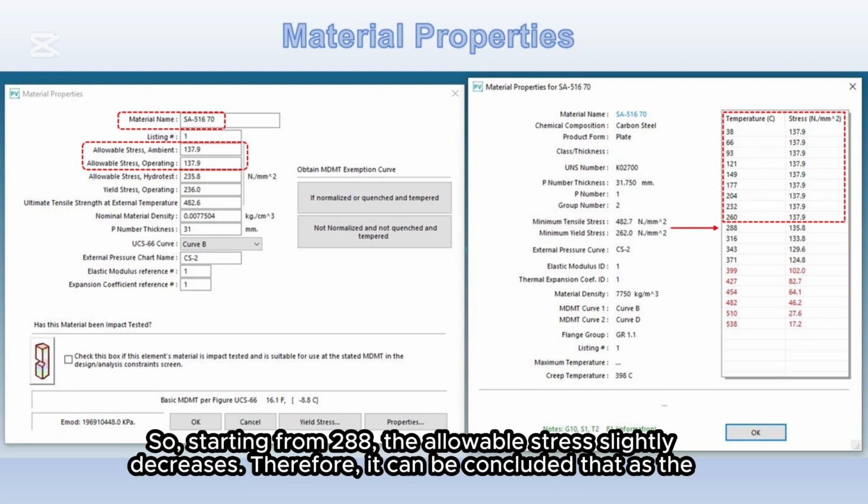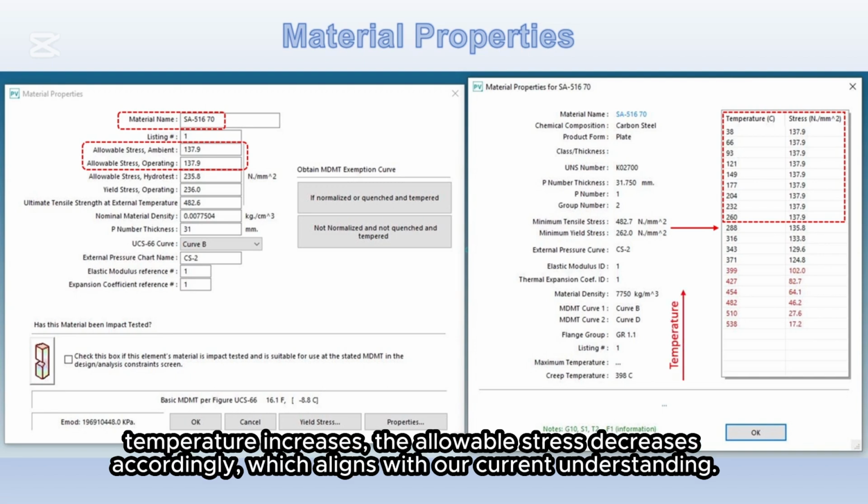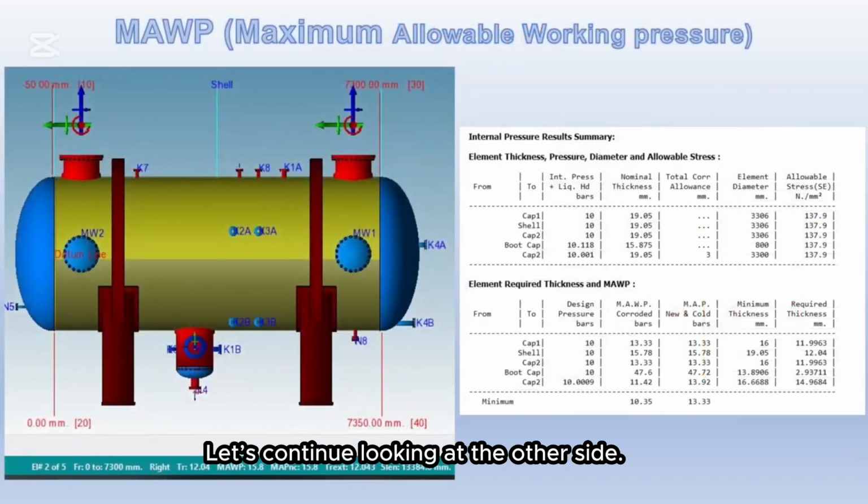So, starting from 288, the allowable stress slightly decreases. Therefore, it can be concluded that as the temperature increases, the allowable stress decreases accordingly, which aligns with our current understanding. Let's continue looking at the other side.